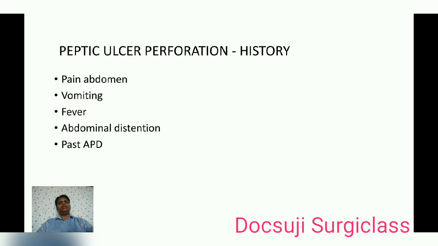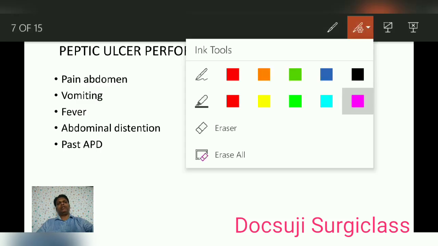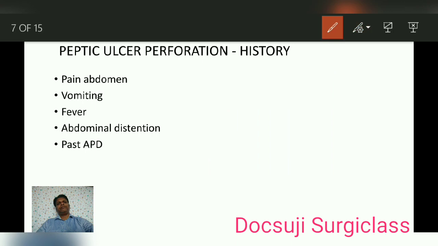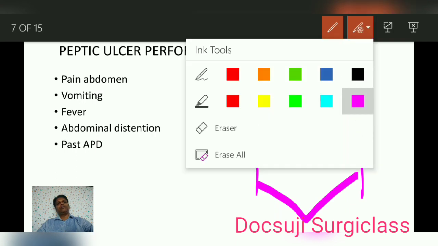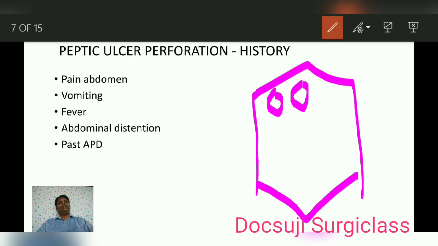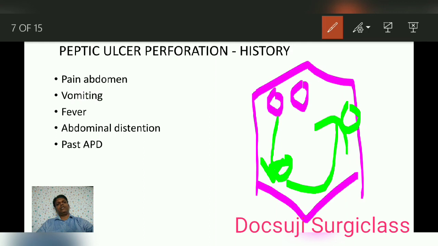The patient will complain of pain abdomen. Initially the pain will be in the epigastric region or the right hypochondrial region, and then gradually the pain will travel from the right hypochondrial region to the right iliac region, and then become generalized.